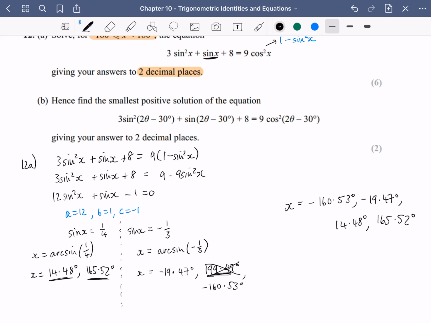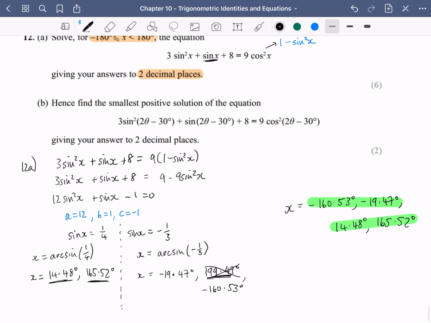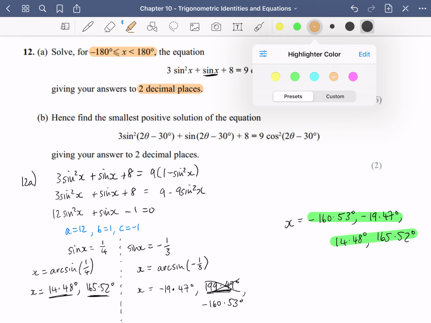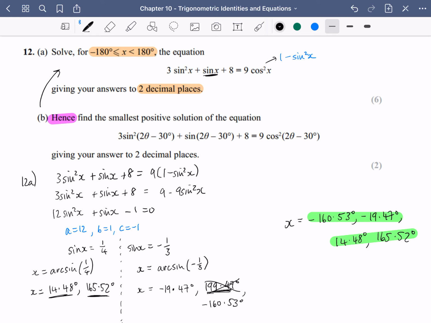Okay, I'm just going to highlight those so that it's really clear for me. These are my answers for when I want to check them out later. Now, part B says, hence, find the smallest positive solution to this equation, giving your answer to 2 decimal places. Well, there's that really, really important word again, and the important word I'm going to pick out is hence. Hence means you need to use this information to help you solve this.